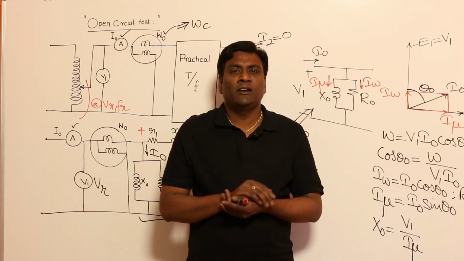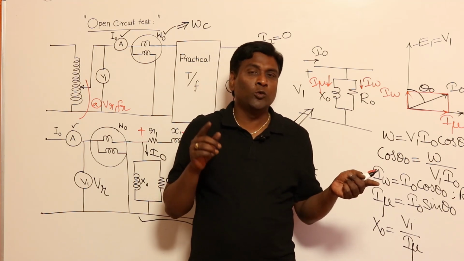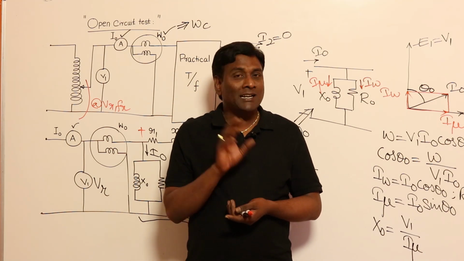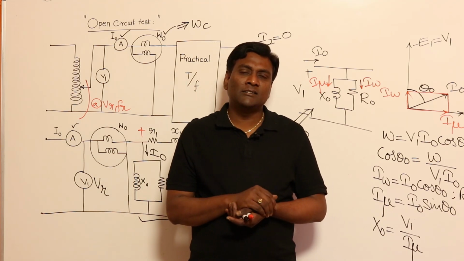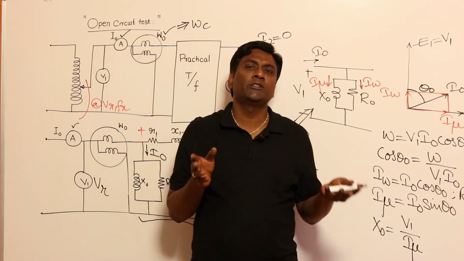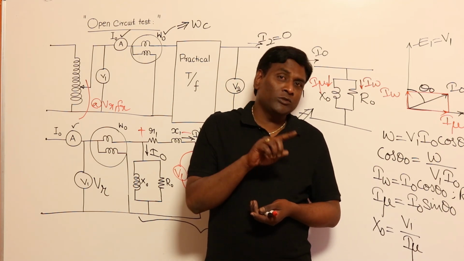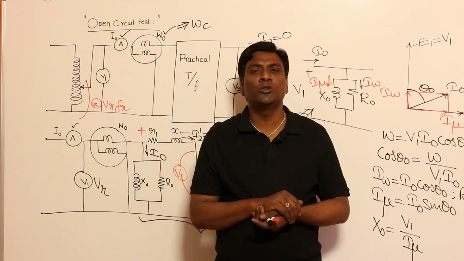For example, let me take V2 by V1. V2 is going to be 100 volts and V1 is going to be 1000 volts, so 100 by 1000 is going to be 0.1. But the transformer is a bilateral device, so in the reverse way also we can apply it. Under that condition, if I supply 100 volts, the output voltage is going to be 1000 volts. So N2 by N1 or V2 by V1 is going to be 1000 by 100, which is 10.